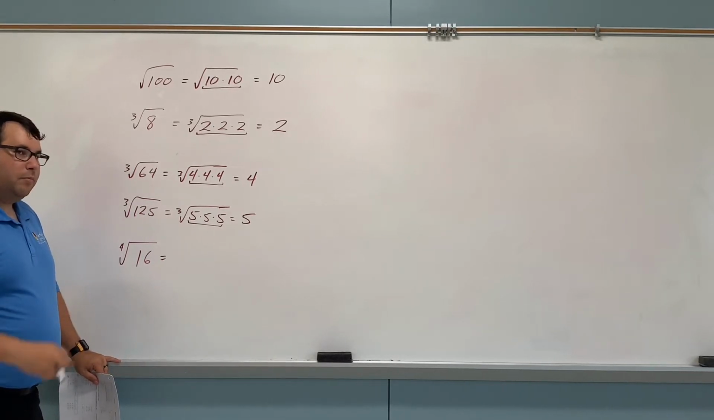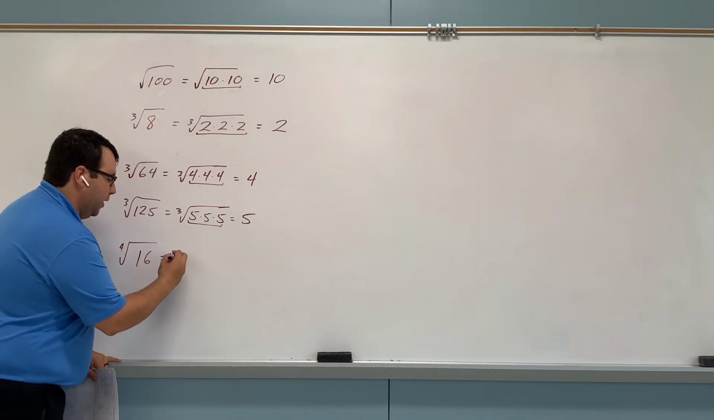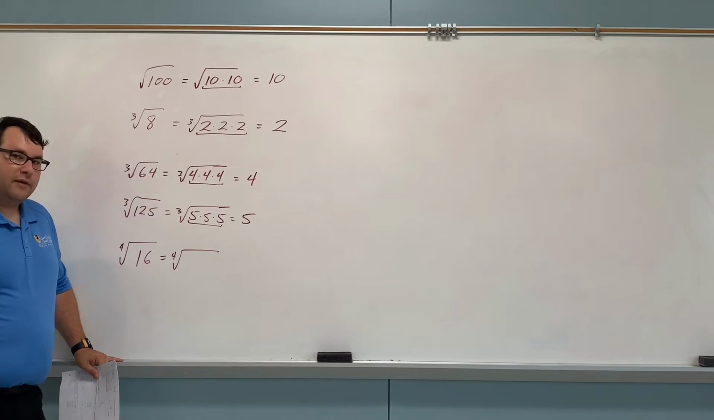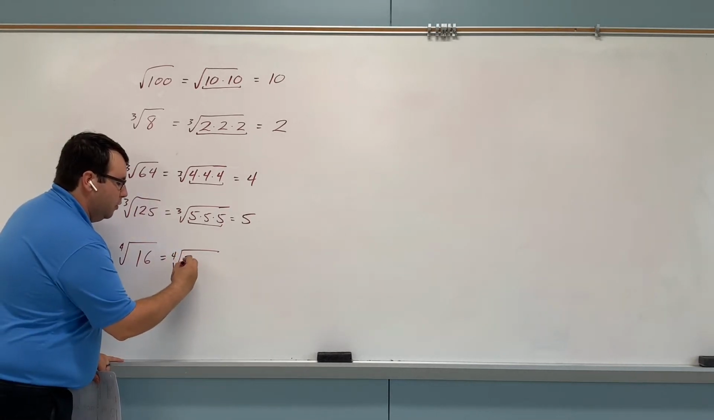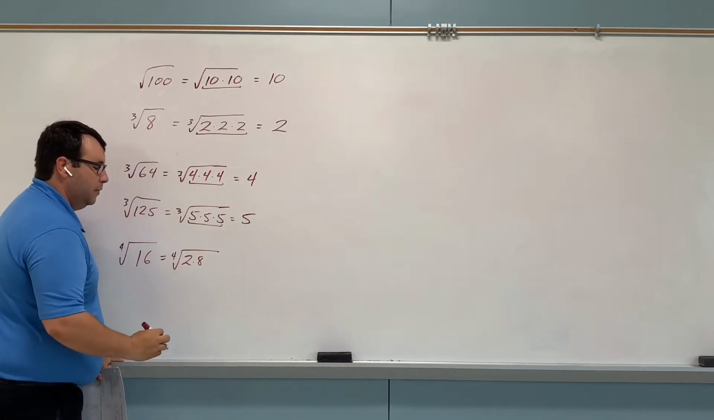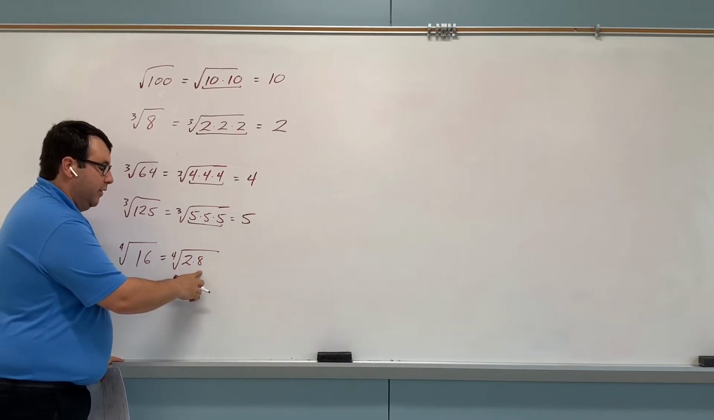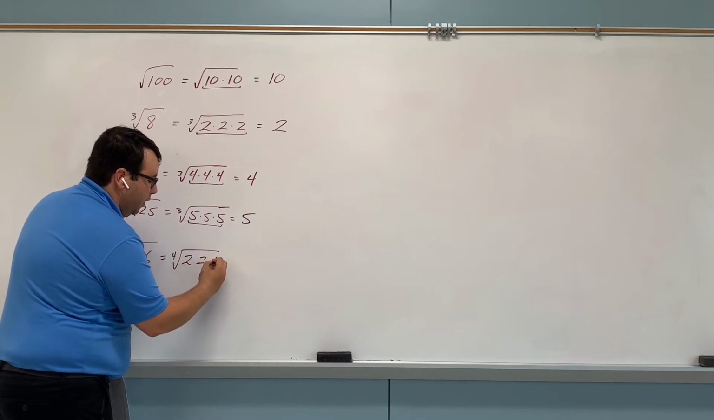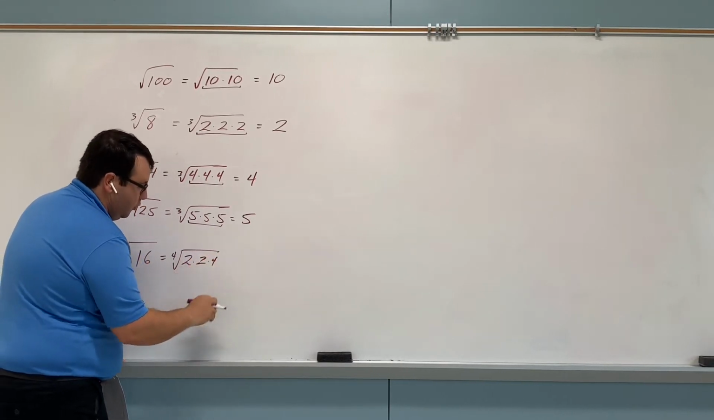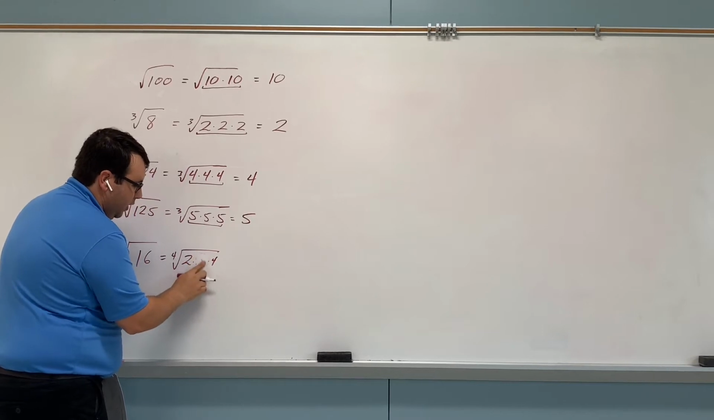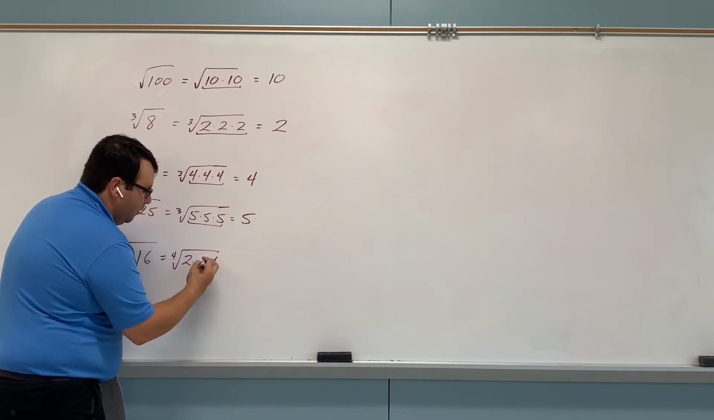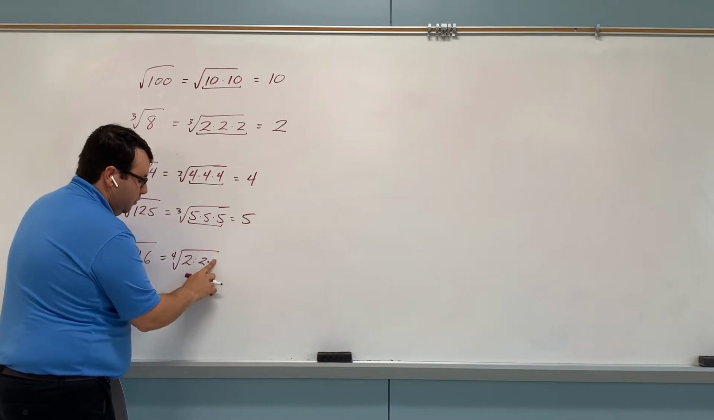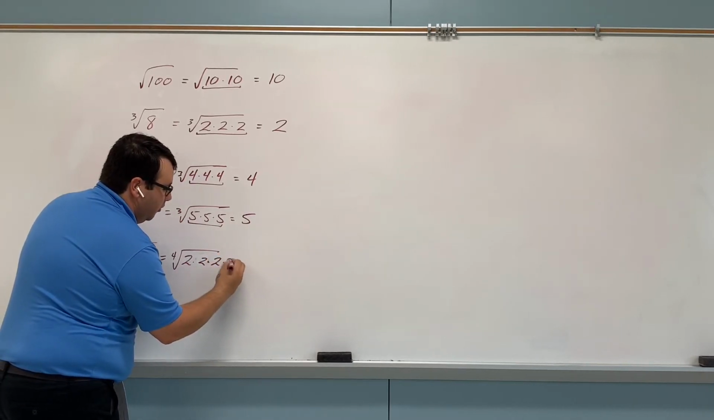Well, for this problem, it's fairly easy. But I'm going to show you the process anyway. You could technically break down 16 into 2 times 8. And this 8 can be broken down even further into 2 times 4. That's a 2. There we are. It's smudgy. There we go. And this 4 could even be broken down into 2 times 2.